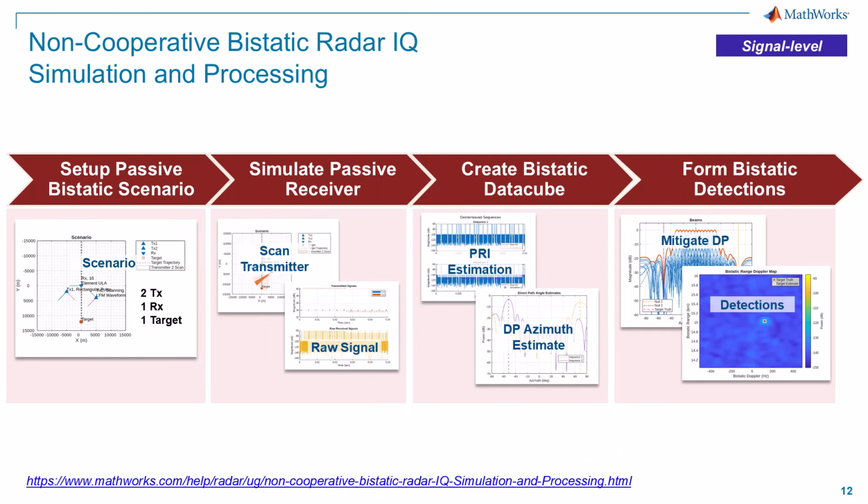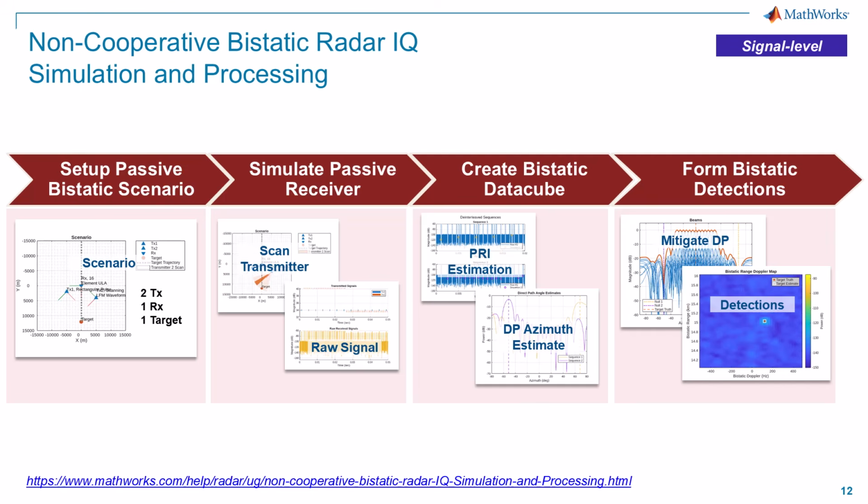This is a complete end-to-end example of non-cooperative bistatic radar IQ simulation and processing. The workflow runs left to right. Set up a passive bistatic scenario with two unknown transmitters, one receiver, and one target. Simulate the raw IQ signal at the passive receiver. Then process: de-interleave the received signals, estimate the pulse repetition interval, PRI, identify the reference waveform, and estimate the direct path azimuth angle. Finally, perform bistatic range Doppler processing, direct path mitigation, beamforming, CFAR detection, and parameter estimation.